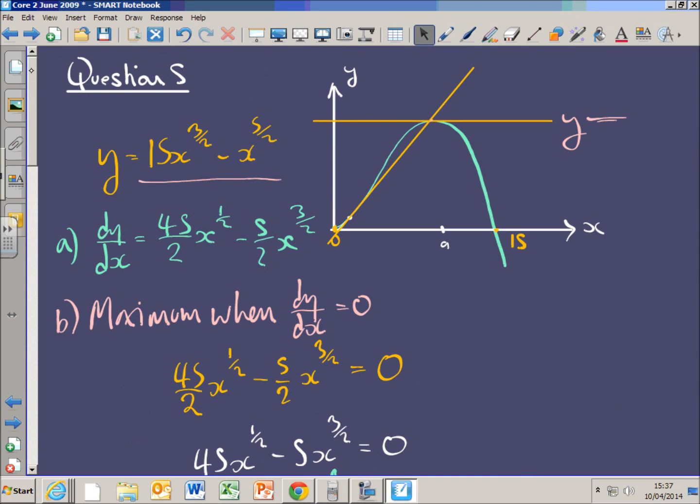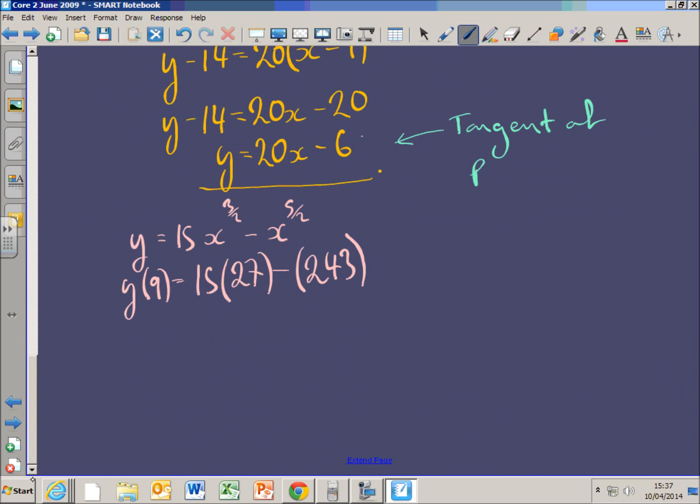So the maximum point here is at the coordinate (9, 162). And so the equation of the tangent there, because the gradient is 0, is just y equals 162. So to find out where the two lines cross, this is the equation for the tangent at P, and the tangent at M is just y equals 162.